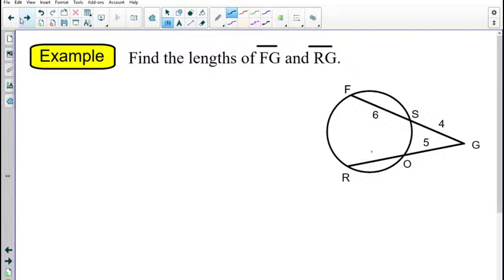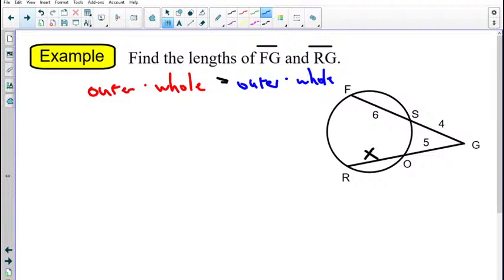Oh, x is really tiny there. Let me make it bigger. There we go. So our formula, since we're outside the circle, is outer times whole equals outer times whole. Outer times whole on one of the segments is going to equal outer times whole on the other segment, again, since we're outside the circle.